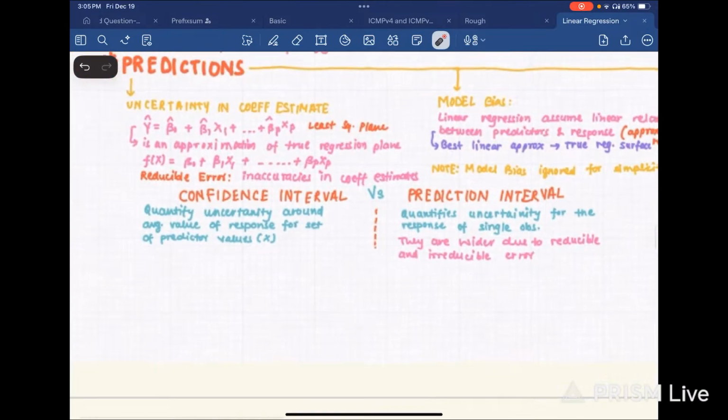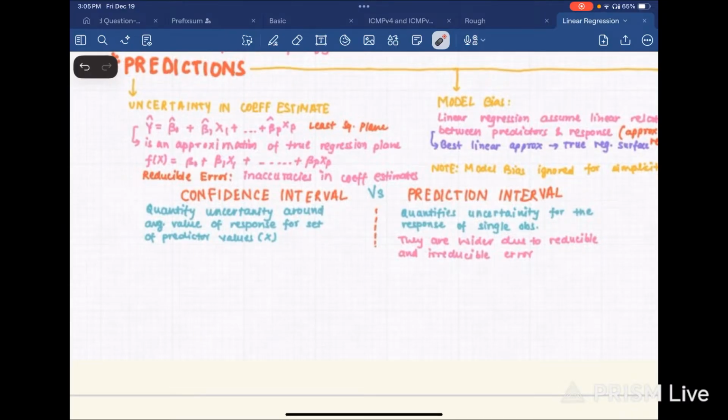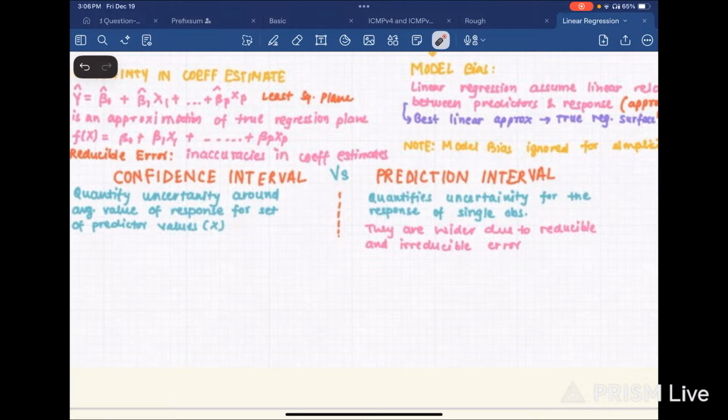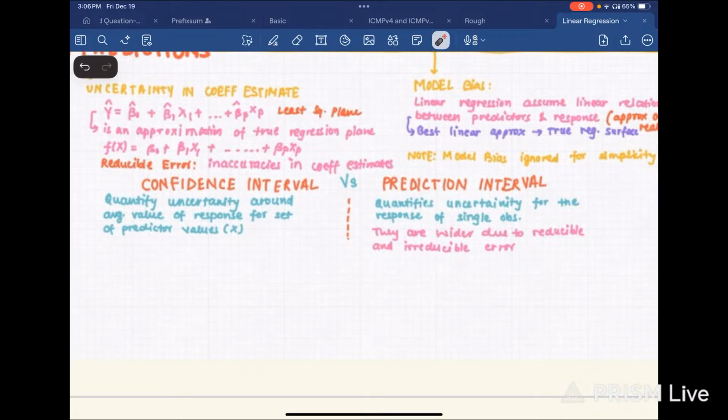Next are two things: the confidence interval and the prediction interval. The confidence interval quantifies the uncertainty around the average value of the response for a set of predictor values x, and the prediction interval quantifies the uncertainty for the response of a single observation. They differ due to the reducible and irreducible error.